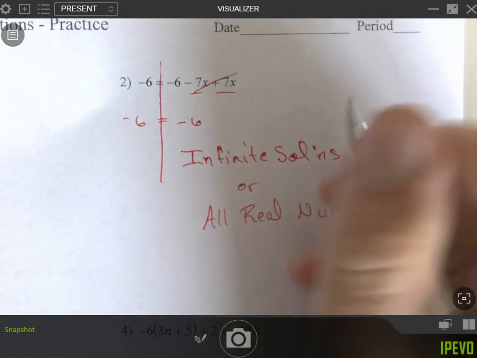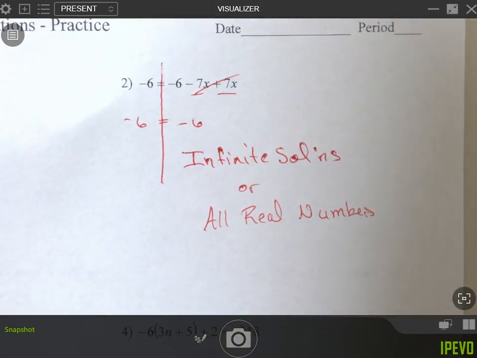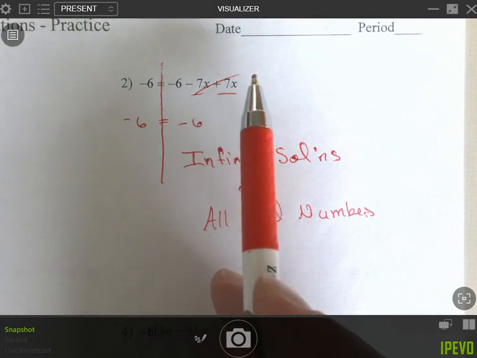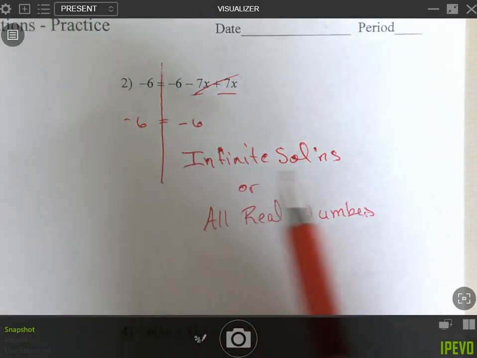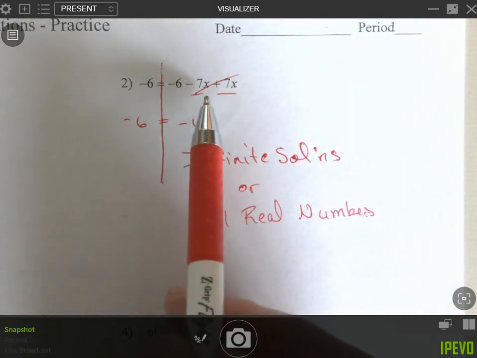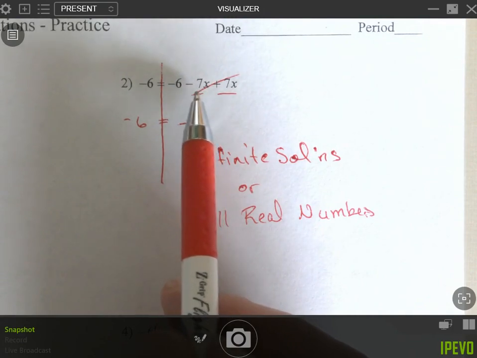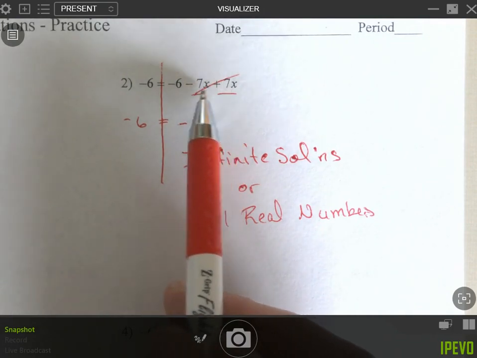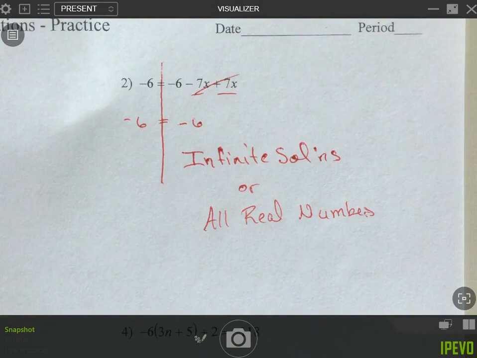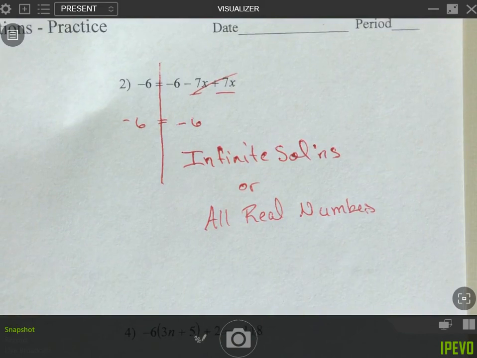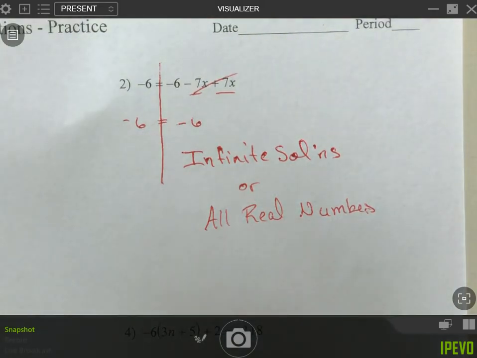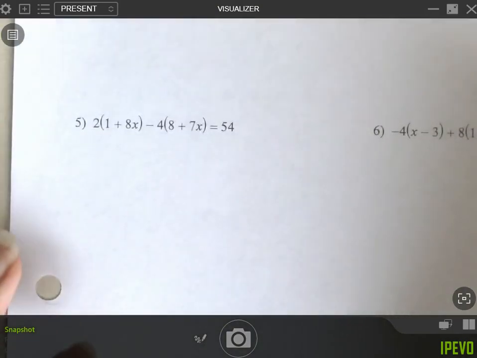Some people saying infinite solutions, they'll use the infinity sign. So if my variable cancels out and I get a true statement, then I can put anything in here. So if I put 5 in here, well, that'd be -35 plus 35. It's going to cancel, leave -6. So that one was a special case. All right, let's jump down to number 5.